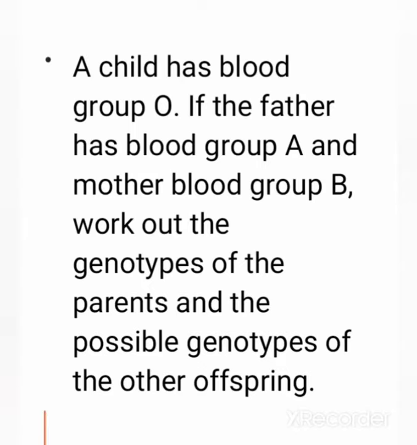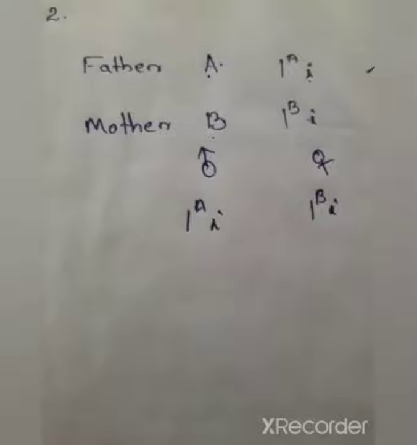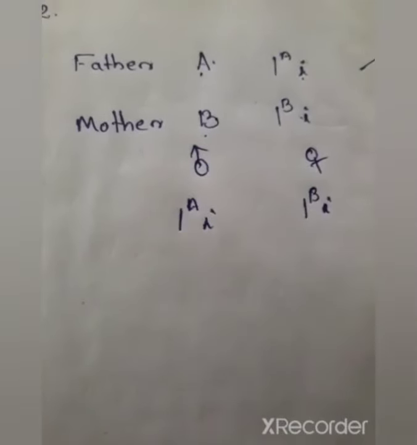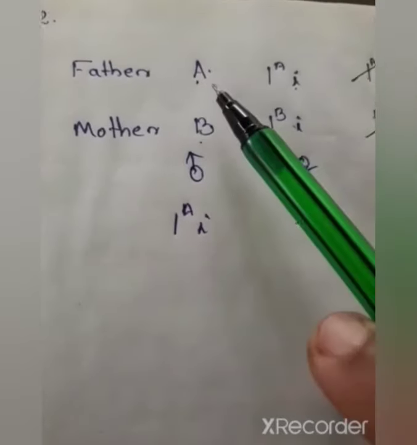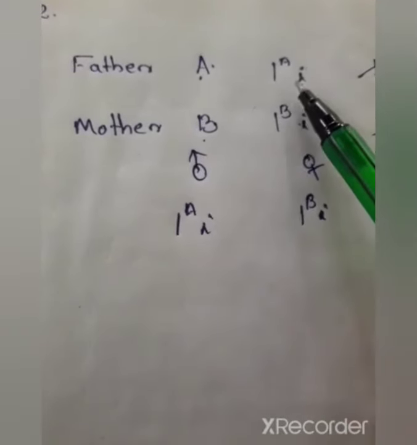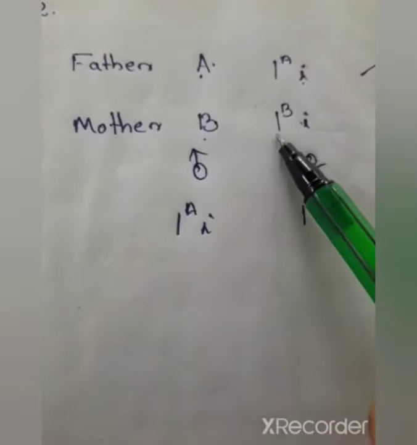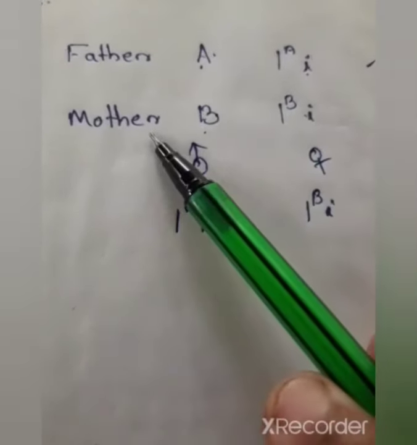In this question, we want to find two things. First one is to find out the genotype of parents. Second is to find the possible genotypes of other offsprings. In our question, the offspring is O group, father A, mother B. So we take IA and small i for the father, IB and small i for the mother.